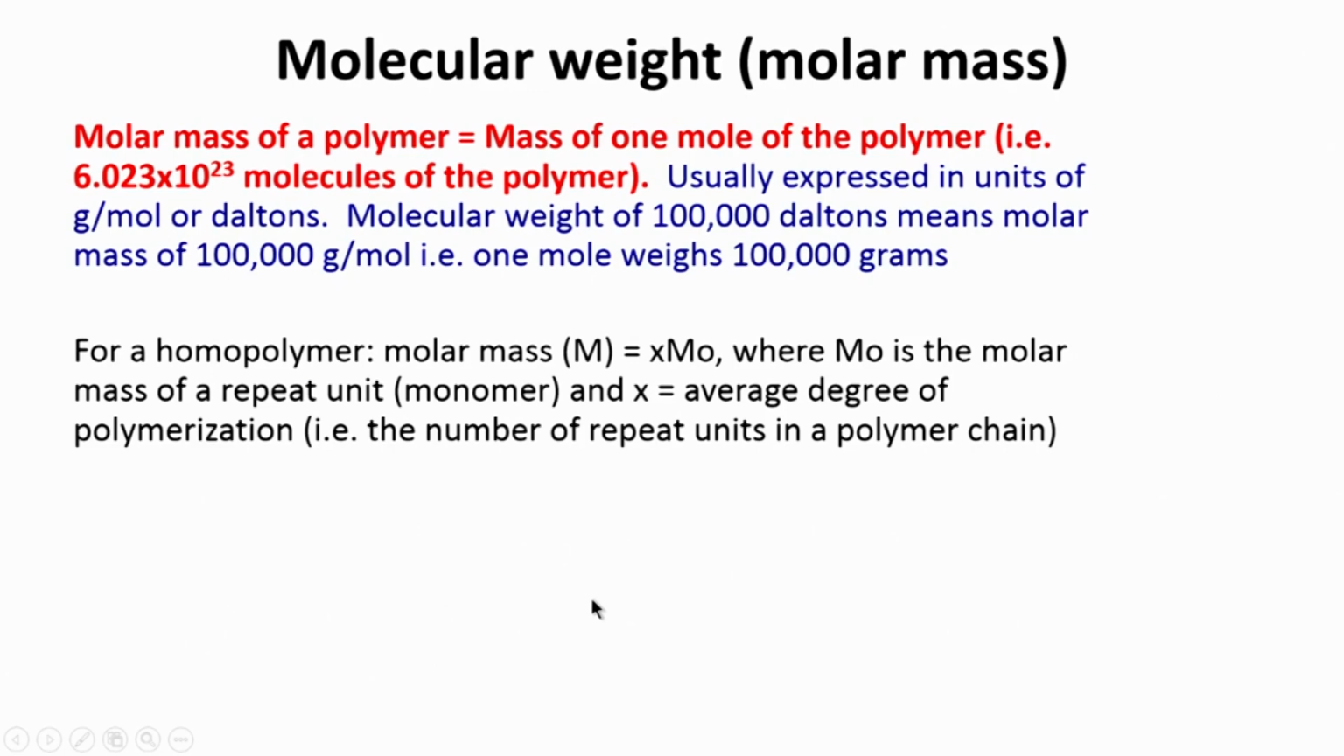So, just quickly on the molecular weight, the molar mass of the polymer is essentially the mass of 1 mole of the polymer as it is for any other molecule. So, essentially that means what is the mass of an Avogadro number of molecules of the polymer. This is usually expressed in grams per mole or daltons. So, a molecular weight of 100,000 daltons means the molar mass is such that 1 mole has about 100,000 gram of this polymer.